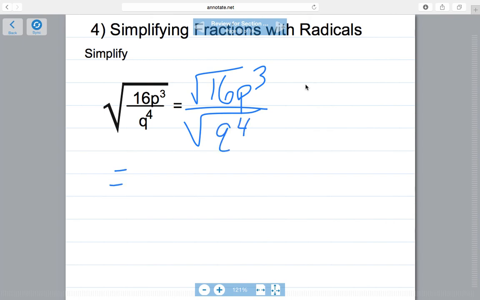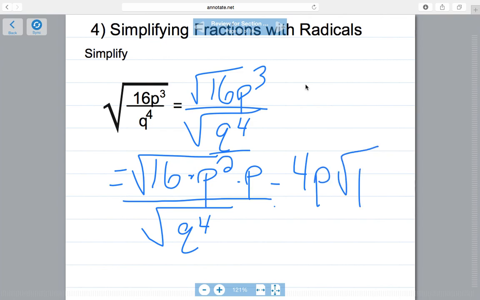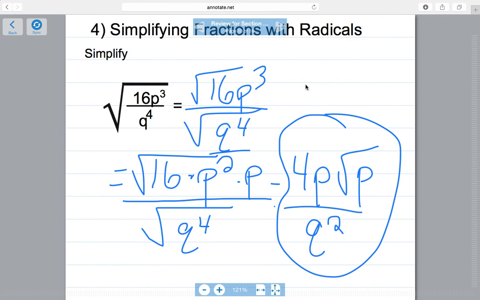So the square root of 16 we know is a perfect square. P cubed, we want to break that down to p squared times p since it's odd. Now the denominator will just stay q to the 4th because it's even. So the square root of 16 is 4. P squared, the square root of that is p, and then we're left with the square root of p divided by q to the 4th, the square root of it becomes q squared. And that would be our final answer.